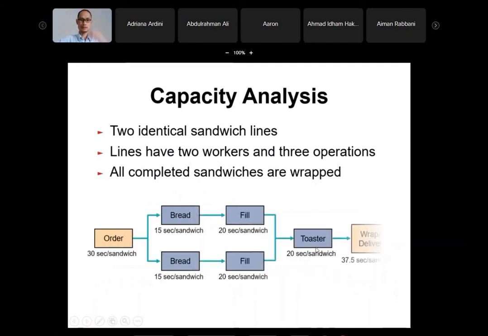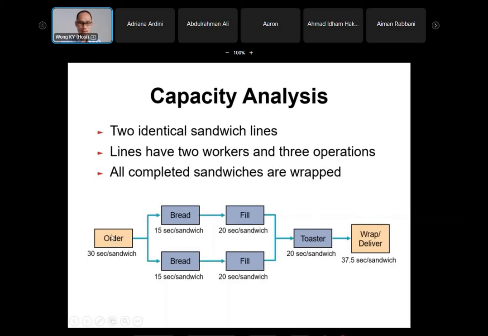Right, so look at one example. We need to do the bottleneck analysis. Let's say there are two identical sandwich lines. I think all of you have been to Subway before, right? Subway to eat sandwiches, or buy breads. So this process flow is something like the process flow in Subway.